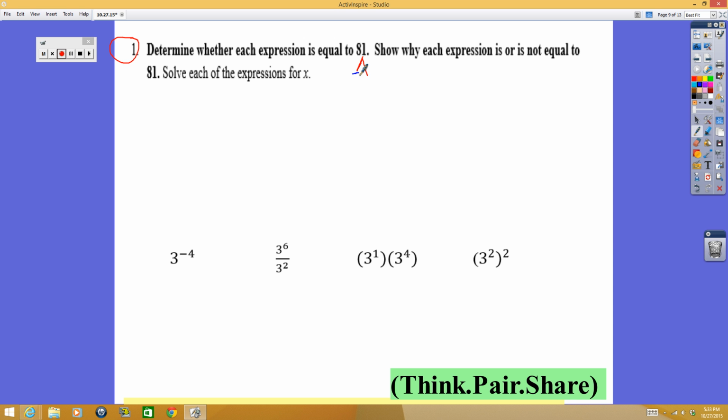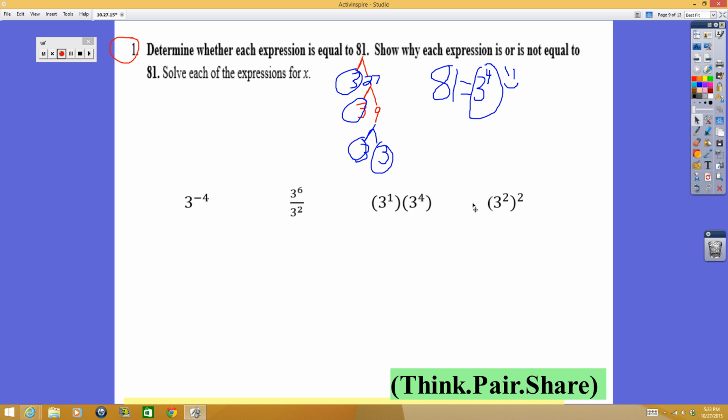81 divided by 3, because all the bases down here are 3. Let me just use that. 81 divided by 3 gives you 27. Let's keep breaking that 27 down. 27 divided by 3 gives you 9. 9 divided by 3 equals 3. There we go. 1, 2, 3, 4. So let me just put that as a note over here. 81 is really the same thing as 3 to the 4th power, right? Cool. You got to show your work for all of these, by the way.